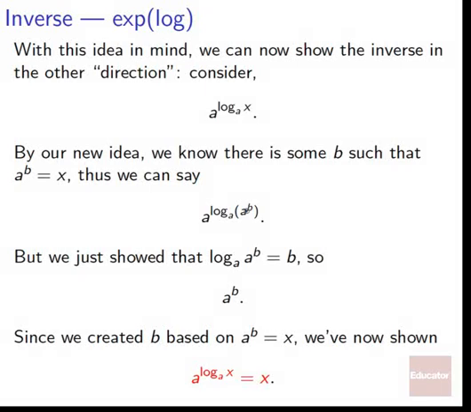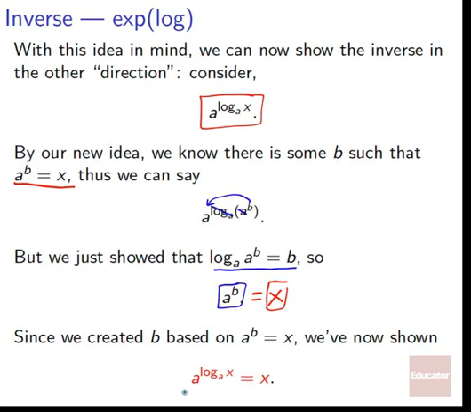Now, we just showed that log base a of a to the b equals b, right? Because logs on exponents cancel out. So log a on a to the b equals b. Log a on a to the b will drop us down to just having the b. So that b will move over to being the exponent on a, and we'll have a to the b. But how did we define a to the b in the first place? It was a to the b equals x. Since we created b based on the fact that a to the b equals x, we've now shown that what we started with winds up being equivalent to x, so we have that a raised to the log a of x is equal to x. So now at this point we've shown inverses in both directions.